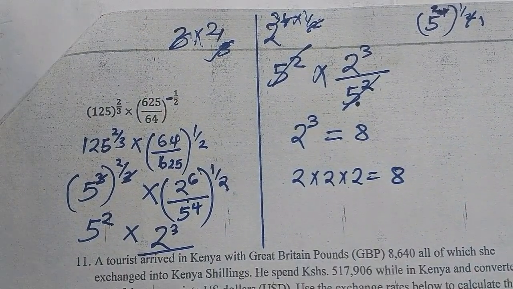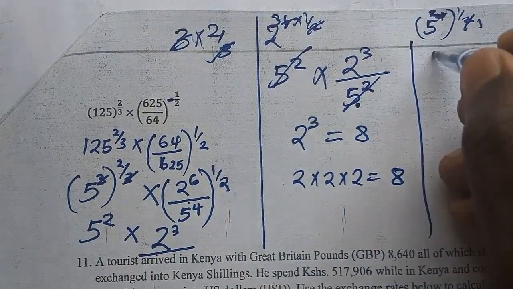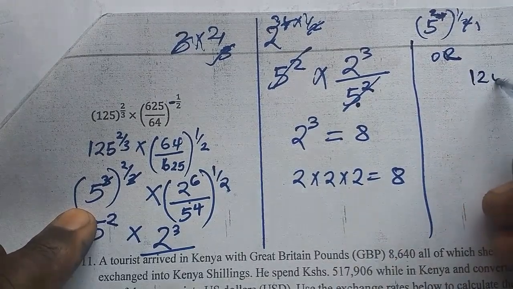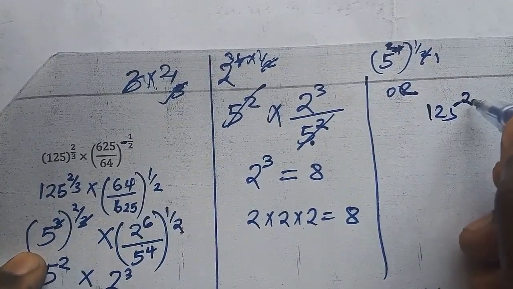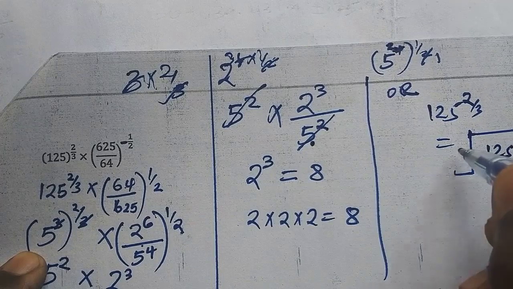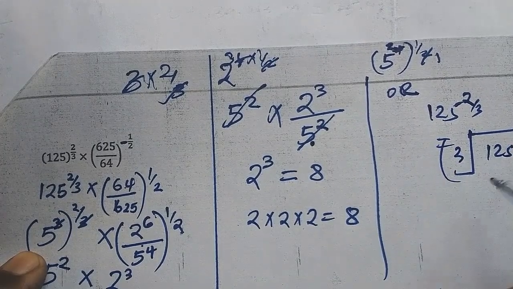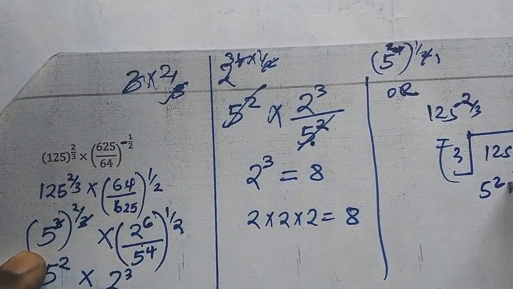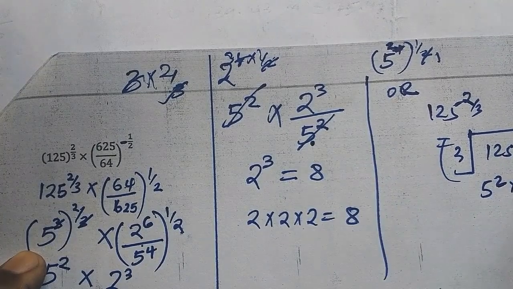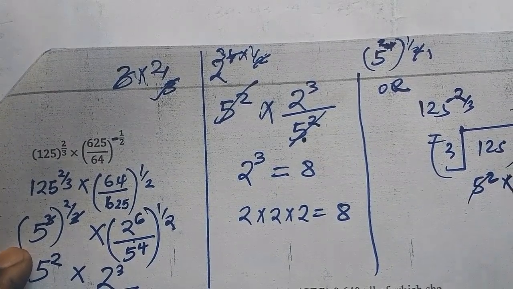Or you need to understand that 125 raised to power 2 over 3 is the same as the cube root of 125 squared. So this is 5 squared, this one, and then you multiply here. 2 raised to power 3 over 5 squared, and then this and this goes. We have 2 raised to power 3, which is 8.